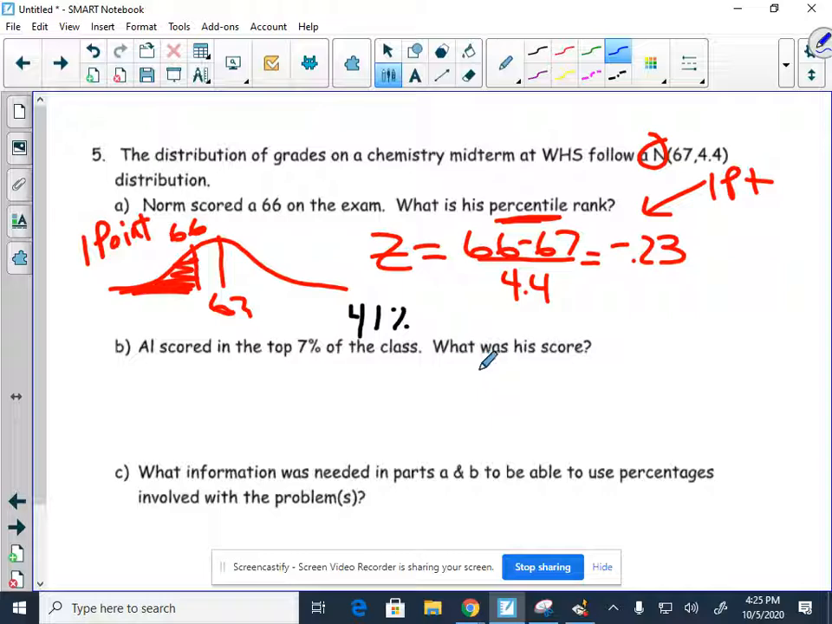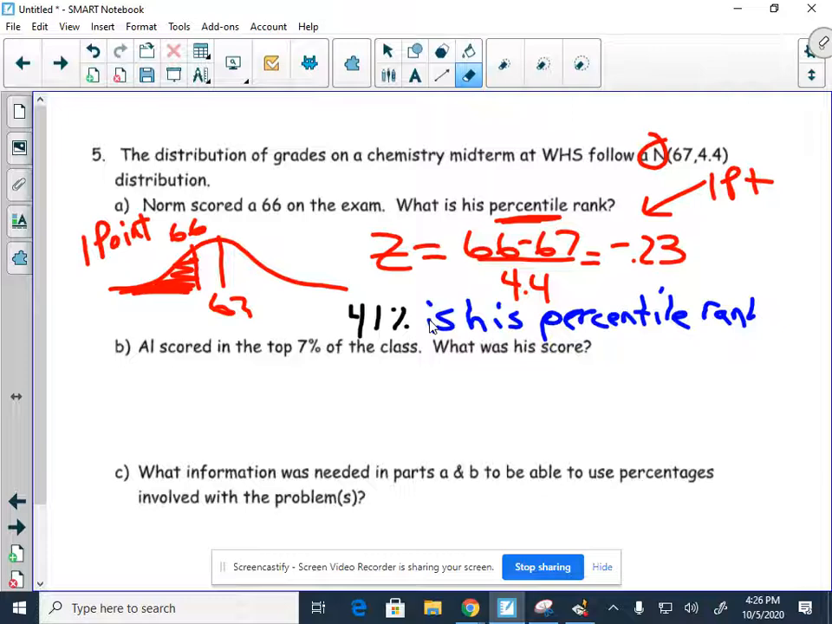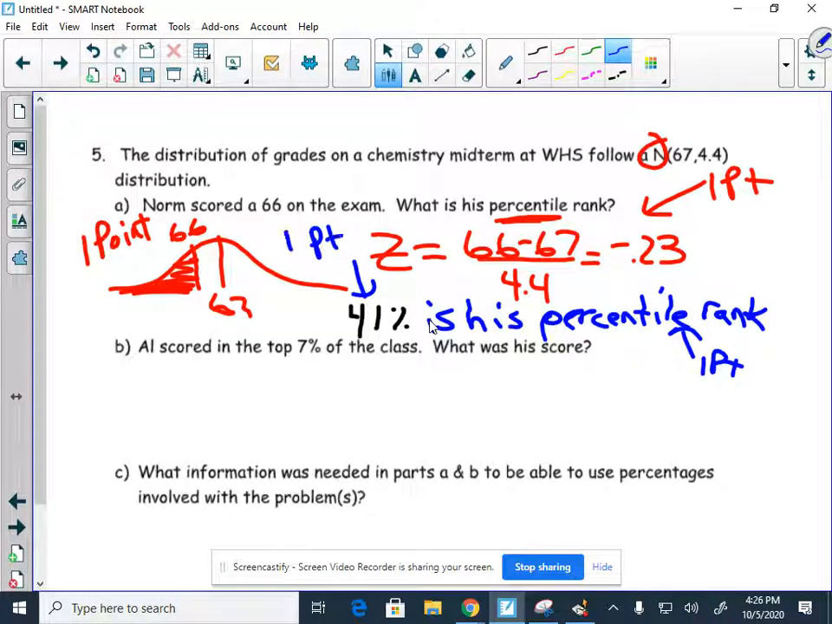That's a point. But now you need one more point. You got to get the context. Percent is his percentile rank. That's 1 point. The answer itself is 1 point.